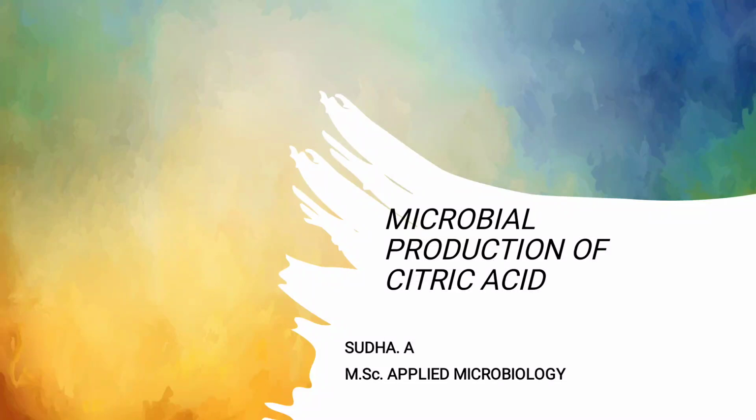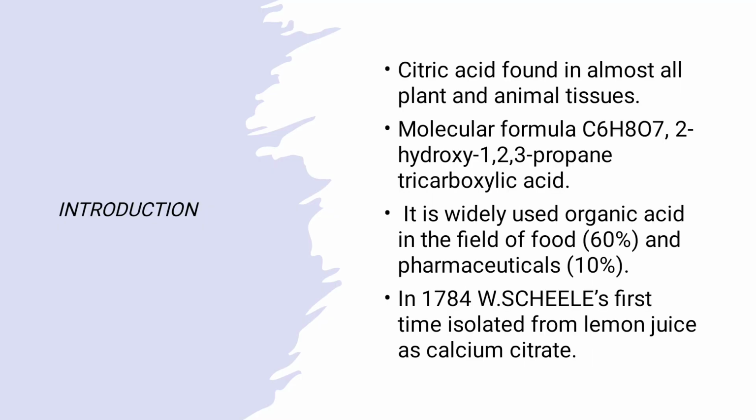Hello everyone. In this video, we are going to see about the microbial production of citric acid. First, let's see about the citric acid. Citric acid is a weak organic acid, and the chemical formula of citric acid is C6H8O7. It is a naturally occurring component of many fruits and is also found in almost all plants and animal tissues.